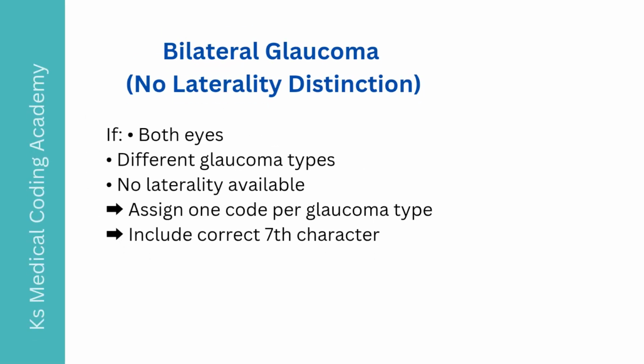Bilateral glaucoma, no laterality distinction. If both eyes are affected, each eye has a different type of glaucoma, and the classification does not distinguish laterality, then assign one code for each type of glaucoma, with the appropriate seventh character for stage.